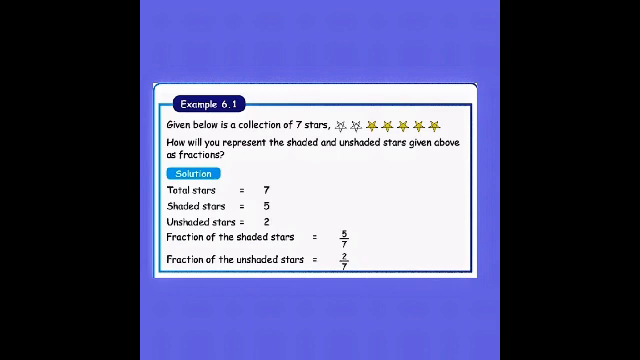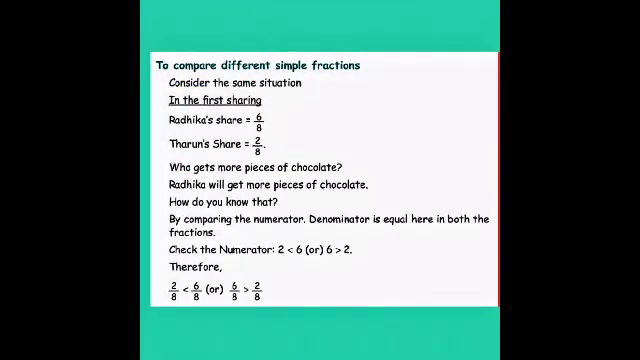Did you all understand how to represent a fraction? Next, we'll see how to compare simple fractions. If the denominators are the same, you should compare only the numerators. If the denominators are different, we have one more way to do this. First, we make the denominators common.